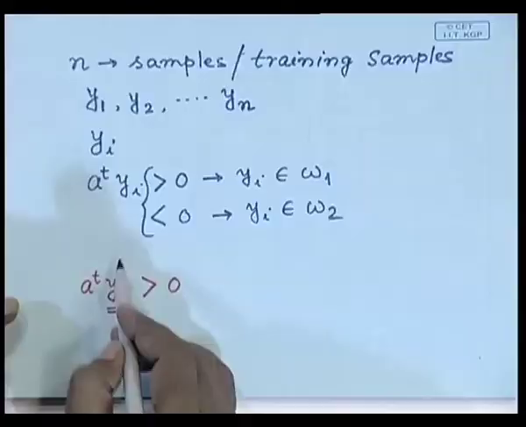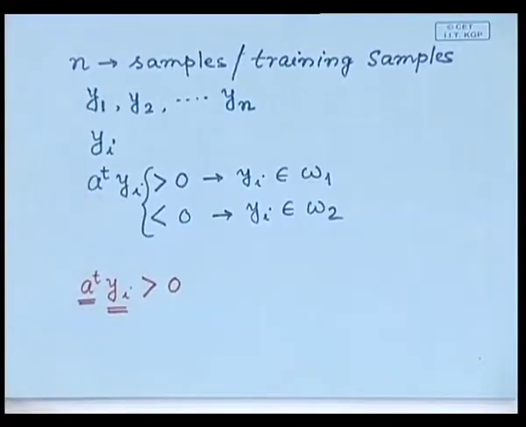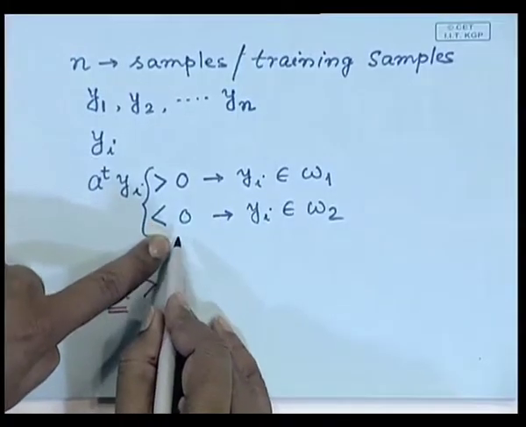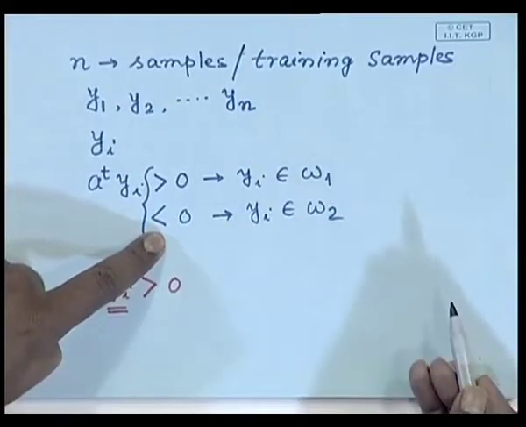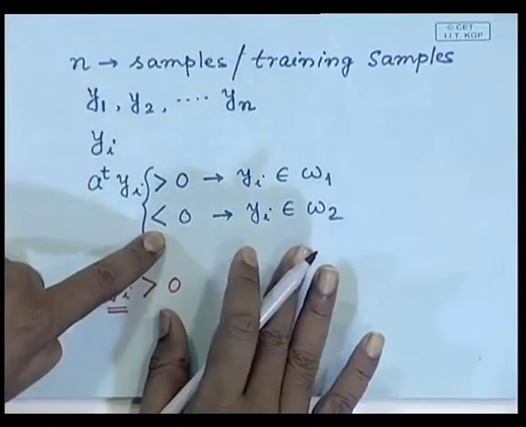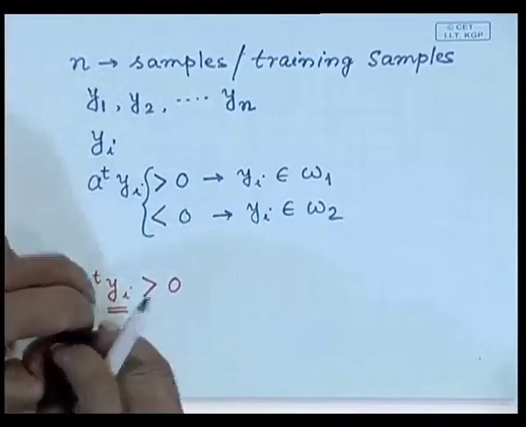So, when I try to find this weight vector A, the samples belonging to class omega 1, I will take as they are. As they are means after augmentation, after appending 1. And for the samples belonging to class omega 2, I will augment them by appending 1 and then take the negative of it. If I take the negative, then this A transpose y I, which is supposed to be less than 0, will now be greater than 0. So, I get a uniform decision criterion after negating all the samples belonging to class omega 2: in all the cases I should have A transpose y I greater than 0.